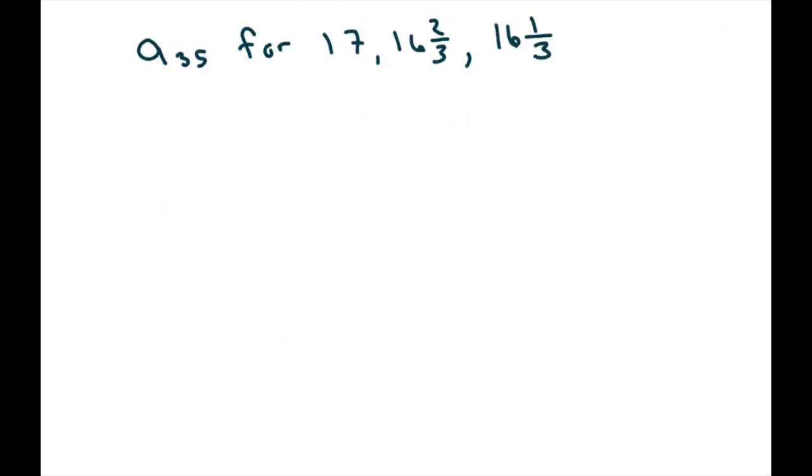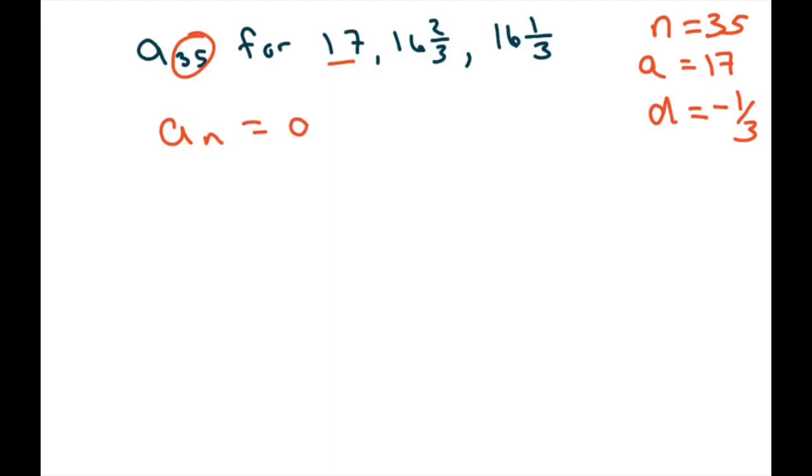Okay, and this one, our n is 35, because they're looking for the 35th term. Our first term is 17, and it looks like we keep subtracting 1/3. So your common difference is negative 1/3. So you can kind of just see you keep subtracting 1/3 and you'll get this. So again, our formula, we'll write that down.